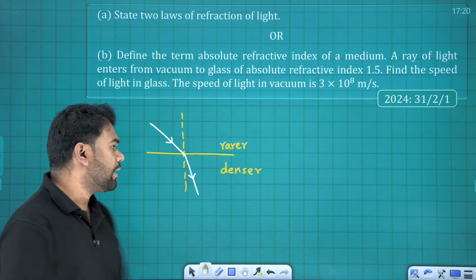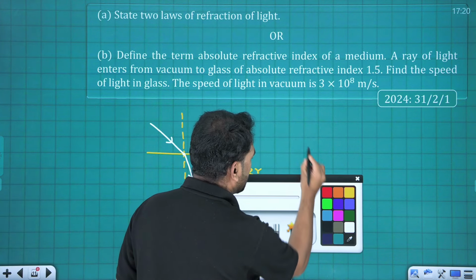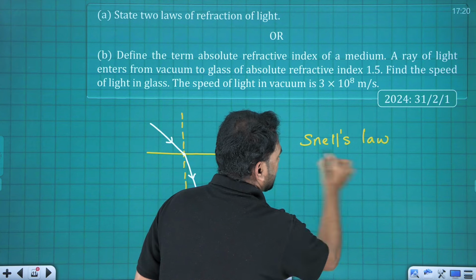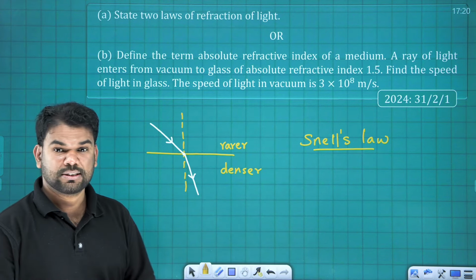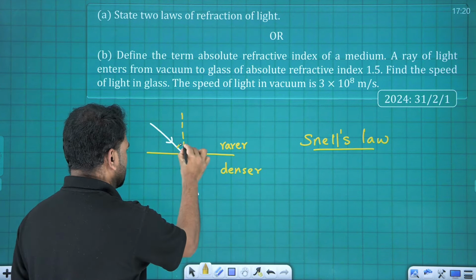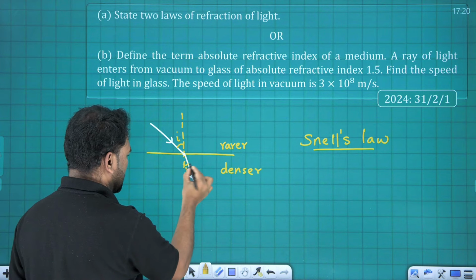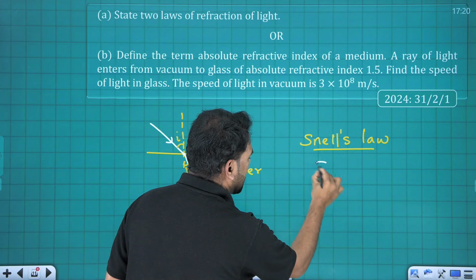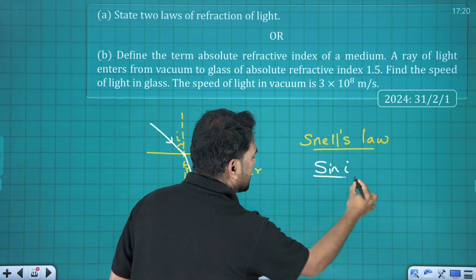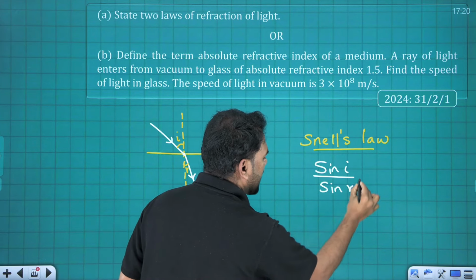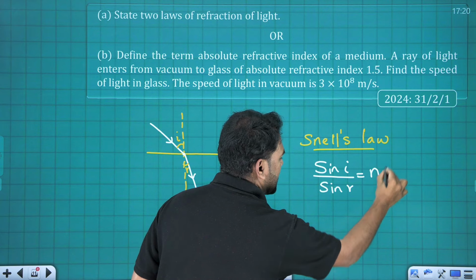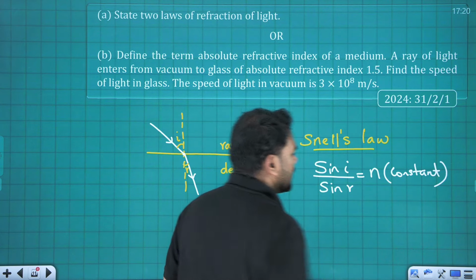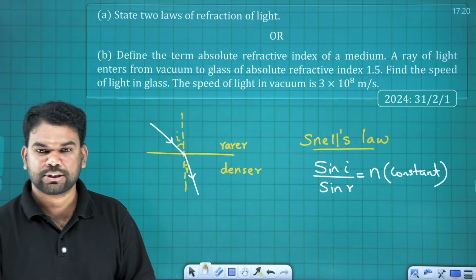Now the second law is known as Snell's law. What is Snell's law? You know that this is the angle of incidence i, and the angle of refraction r. Snell's law says the ratio of the sine of the angle of incidence to the sine of the angle of refraction will be a constant, and that constant is known as the refractive index of the media. So these are the two laws of refraction of light.